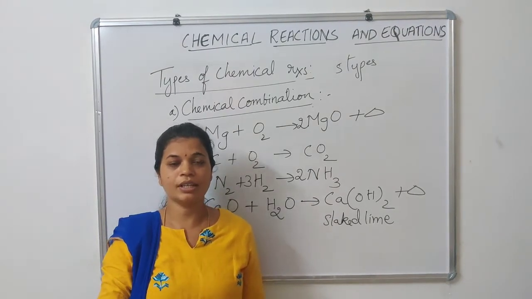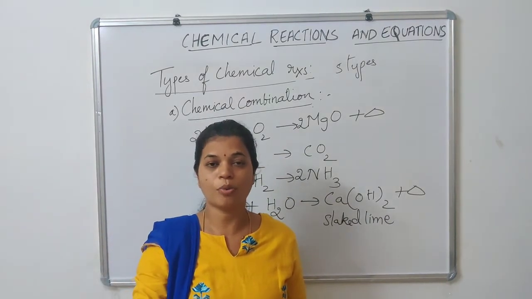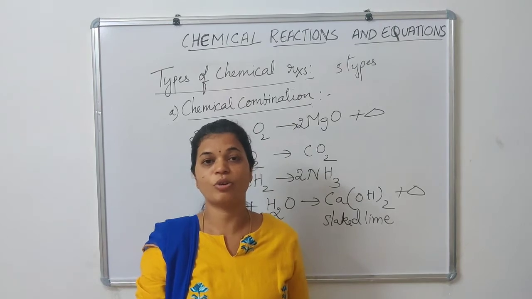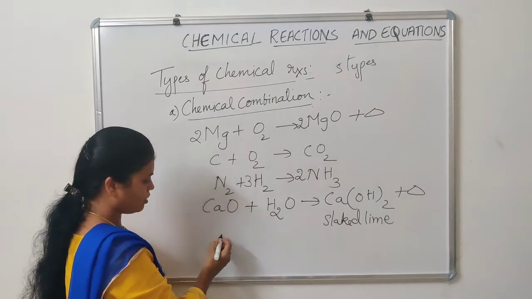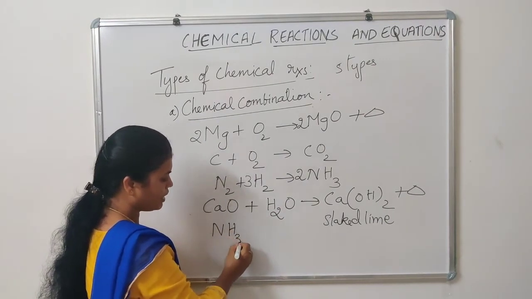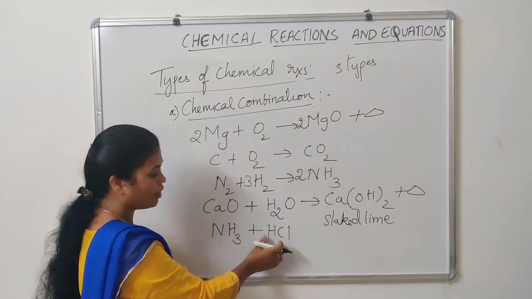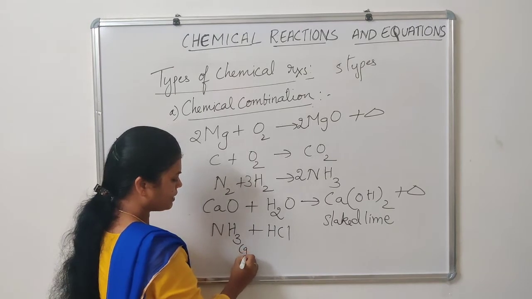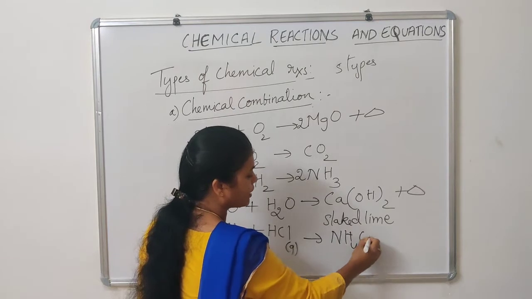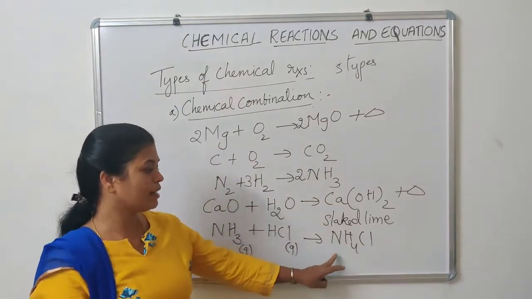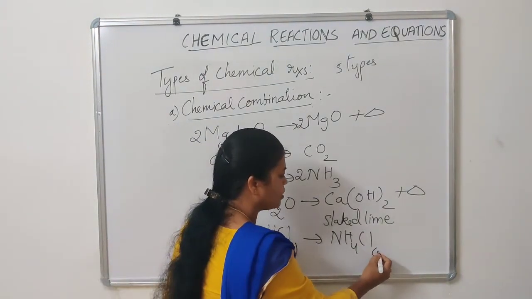So once again I will repeat. In a chemical combination reaction, when two or more elements or compounds chemically combine together to form a new product, it is called chemical combination. You can take one or two more compounds like ammonia, NH3 plus HCl, hydrogen chloride or hydrochloric acid. Both are gases, and you will get ammonium chloride. You know that it is a sublimated product. Ammonium chloride, which you will get as a solid.